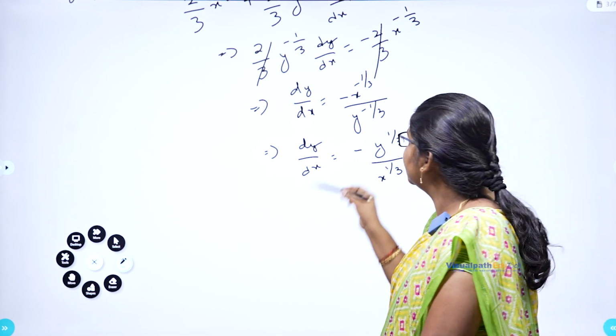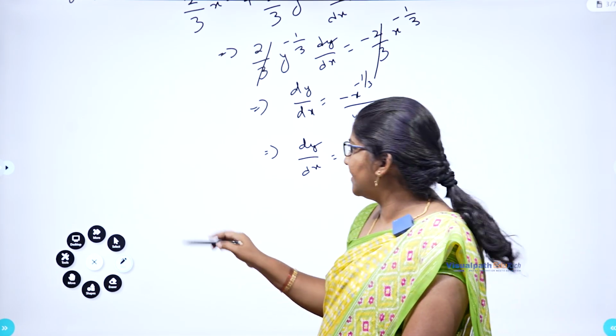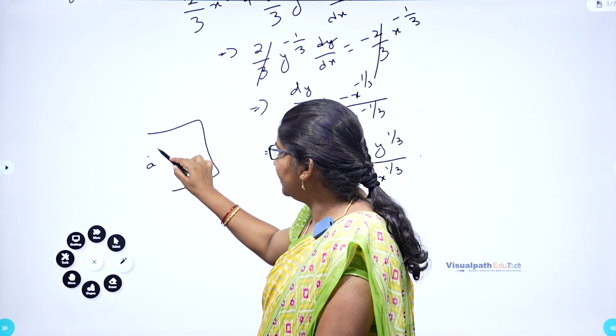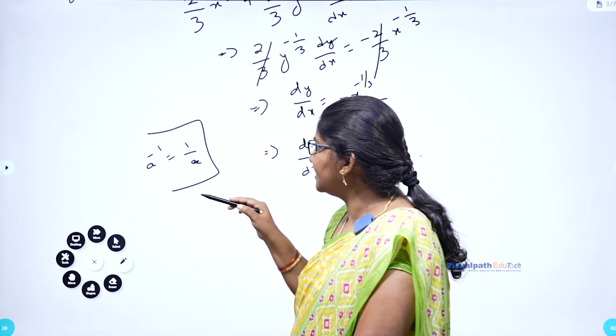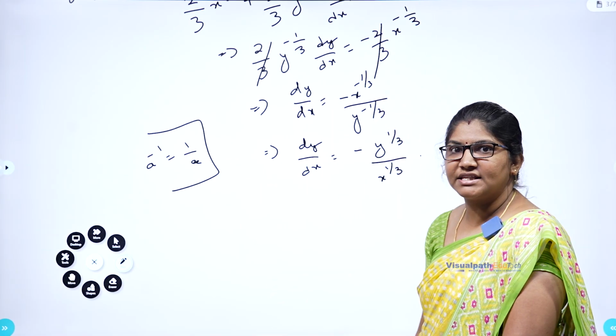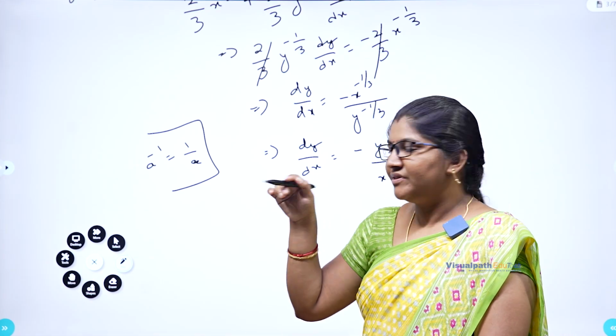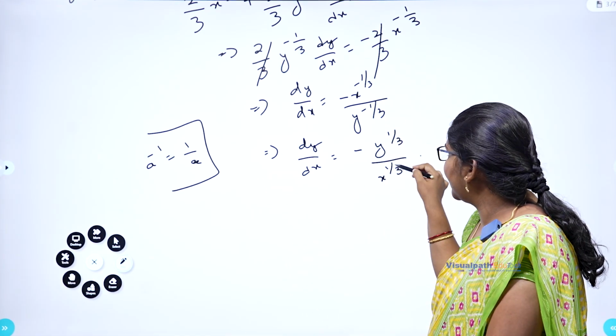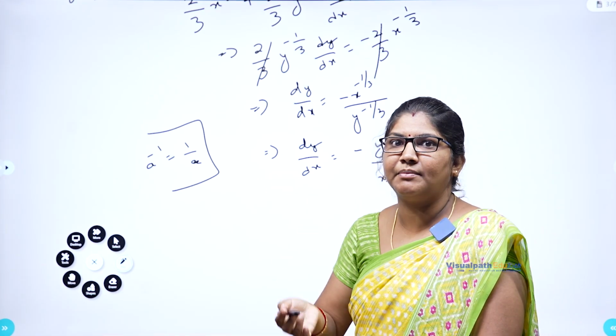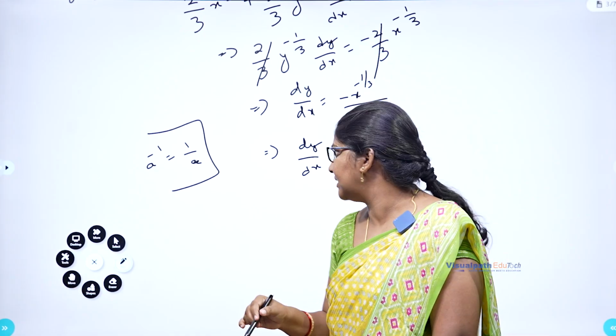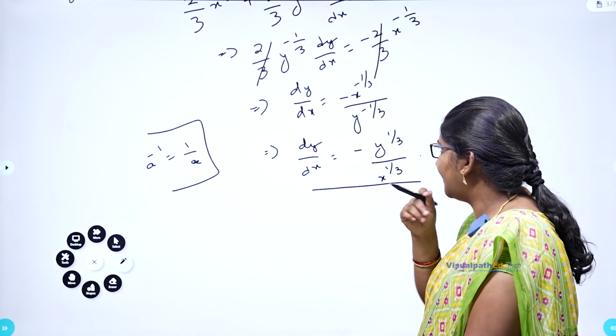Why? Because this is like A inverse, and A inverse means 1 by A. It can be written as 1 by x power 1 by 3 divided by 1 by y power 1 by 3. If we bring this to the numerator, it is y power plus 1 by 3 by x power plus 1 by 3. This is dy by dx.